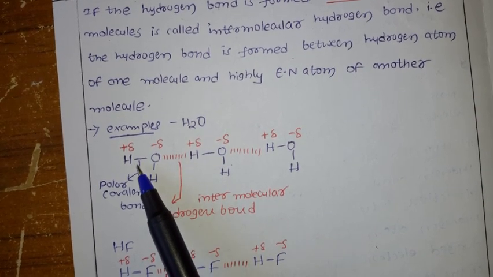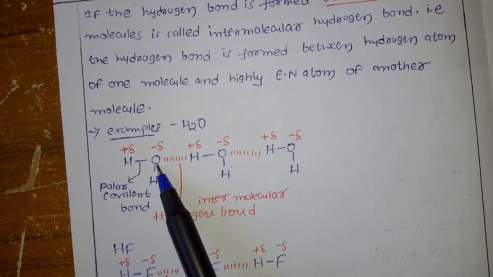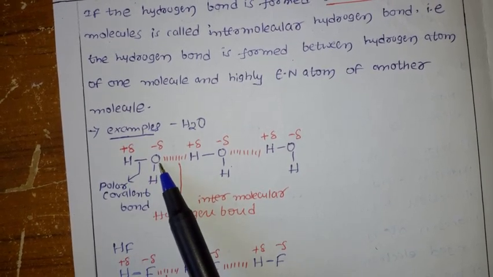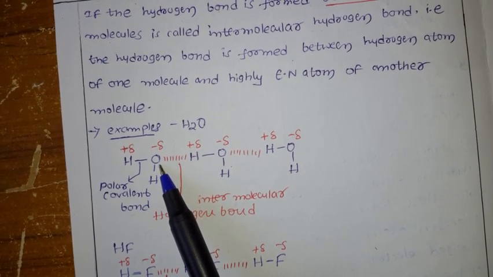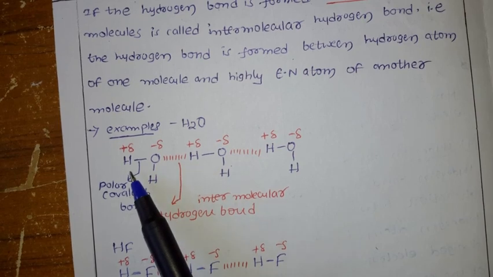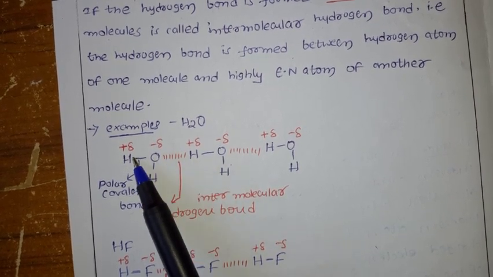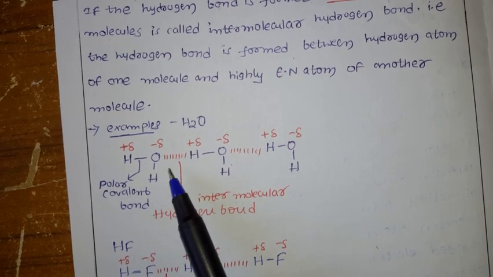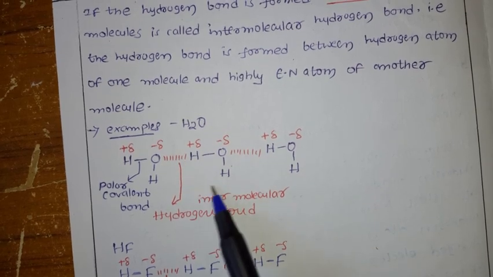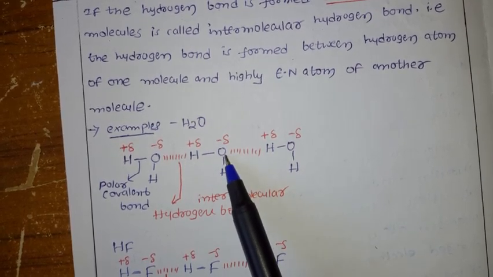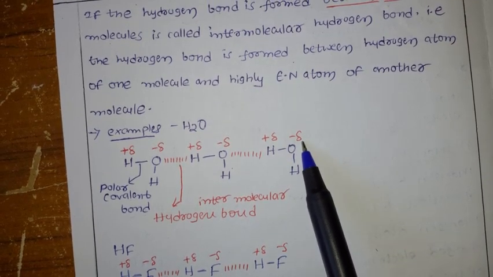Why? Because already we have come across that in between these two we have the polar covalent bond. In the polar covalent bond, what is happening? The highly electronegative element has the partially negative charge and the less electronegative element has the partially positive charge. Already we discussed the polar covalent bond. So in this we have the partial positive and negative charges. In this molecule also, in between these two atoms we have the partial negative, partial positive. Here also we have the partial positive, partial negative.